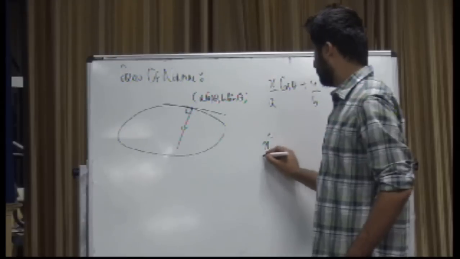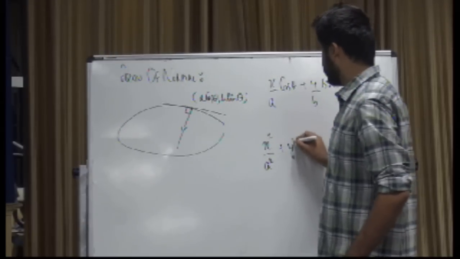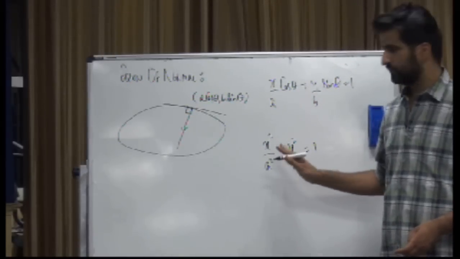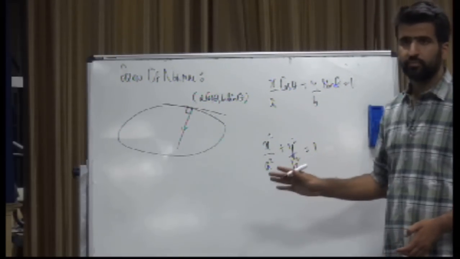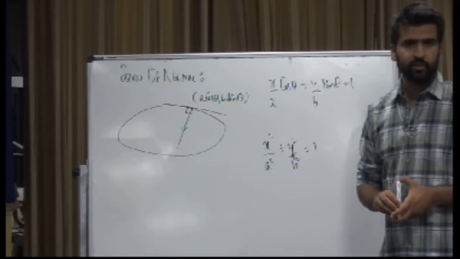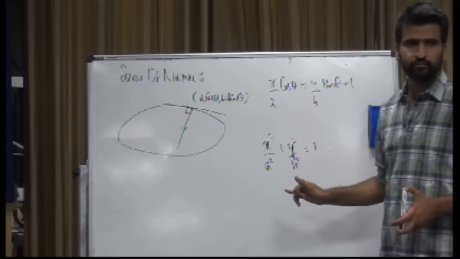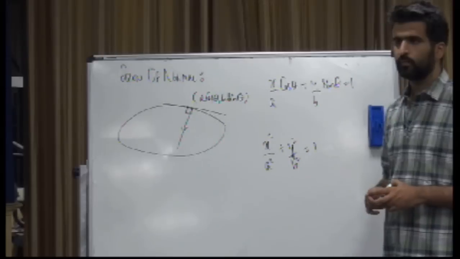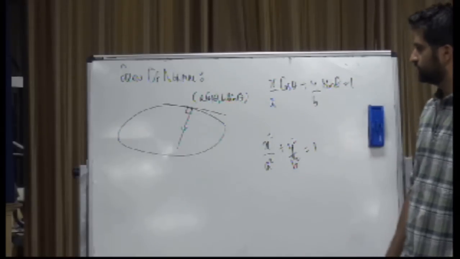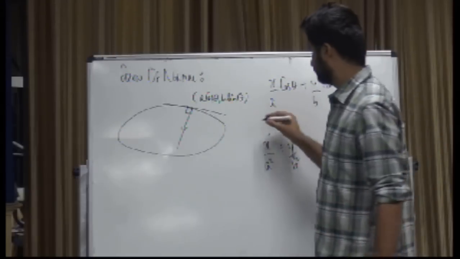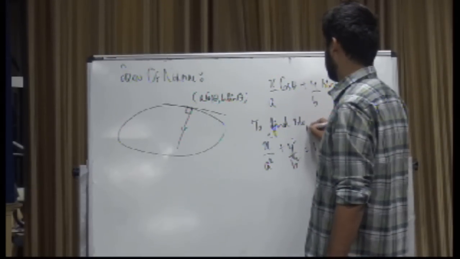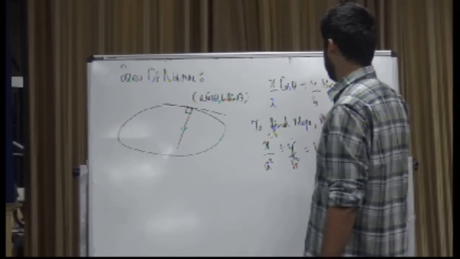So whenever you have x square upon a square plus y square upon b square, any curve in the terms of x and y, right? And if you want to find the slope, it is given by the derivative dy by dx. Can you find out the derivative here? Just find it out. So differentiate both sides, okay, and see what you are getting. So to find the slope, sometimes you need to find the derivative.